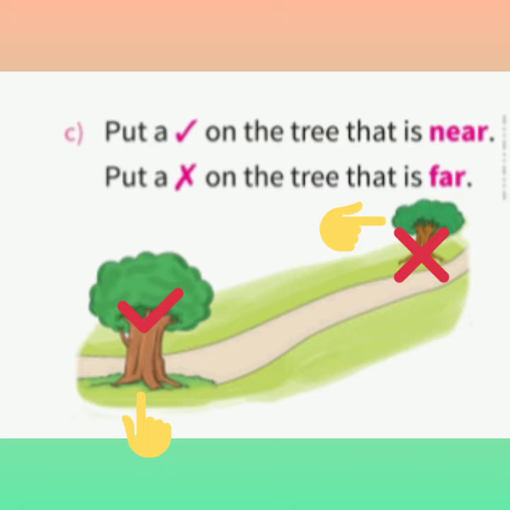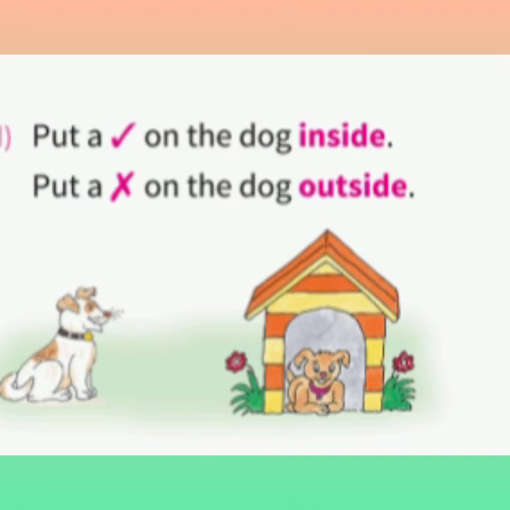Now let us learn the next, inside and outside. Now I am going to know which dog is inside and which dog is outside. Put a tick mark on the dog which is inside. Now this is the dog which is inside. So I am going to put a tick mark over there. Now there is one more dog which is sitting outside of the house. I am going to put a cross mark because that dog is sitting outside of the house.